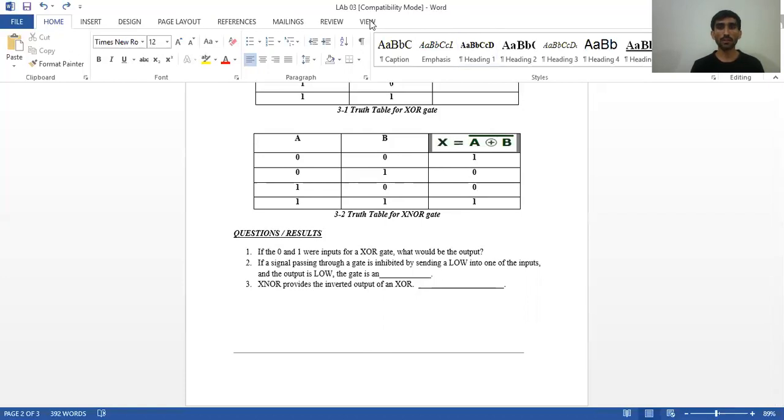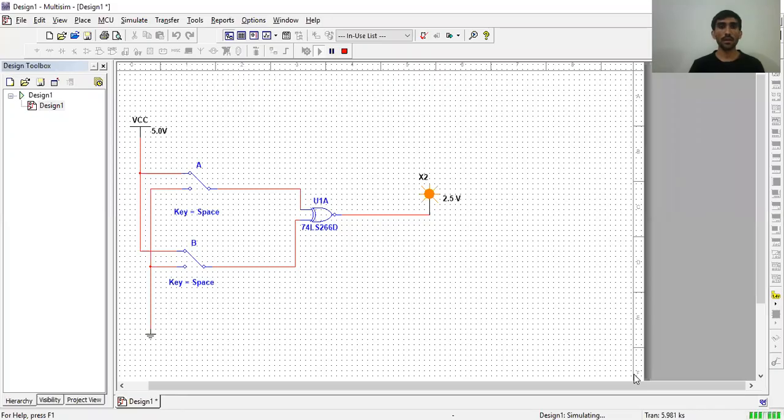I also want to show you the simulation of the XNOR gate. Here, using Multisim software, the equipment required for simulation is VCC, ground, 2 switches, 1 logic gate, the XNOR gate, and 1 indicator.